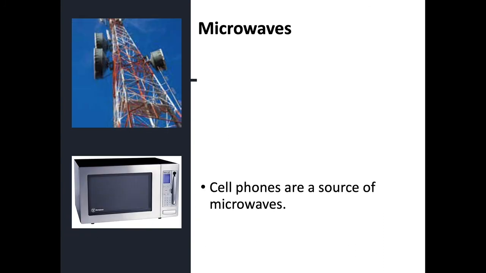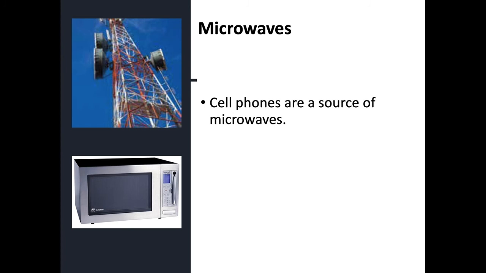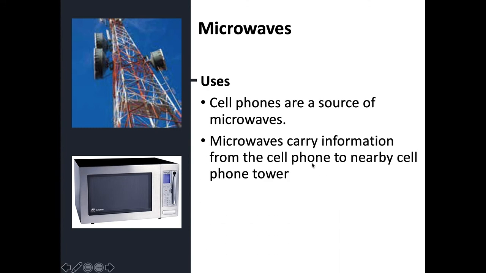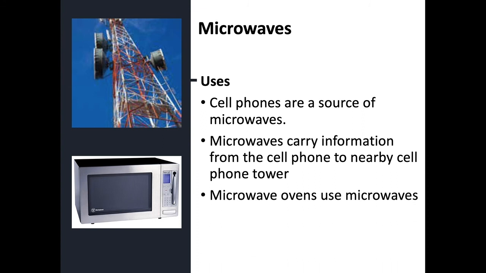Microwaves. So your cell phone that you might be holding right now is a source of microwaves. That's how it sends information to cell towers, so that the cell tower can send that information to whoever you're trying to communicate to. So cell phones are a source of microwaves. Microwaves carry information from a cell tower to a nearby cell phone tower. So it transmits from your cell phone and is carried in the wave. And then on the other end, that information is recoded so the person can understand it.